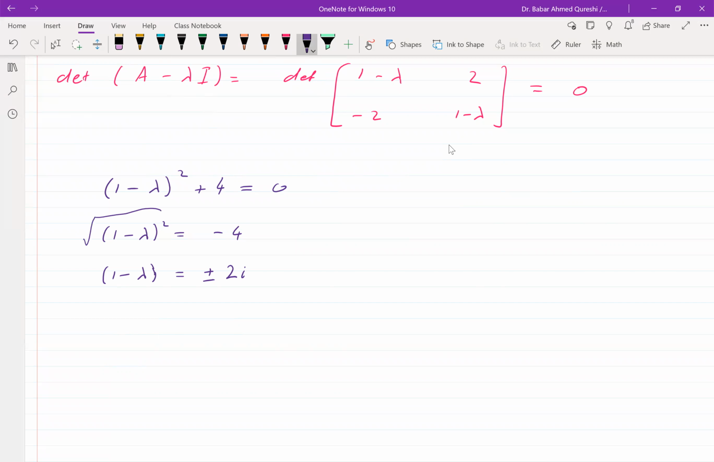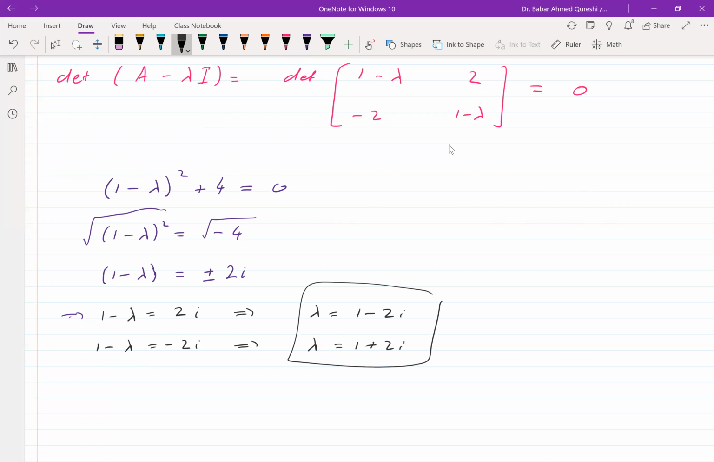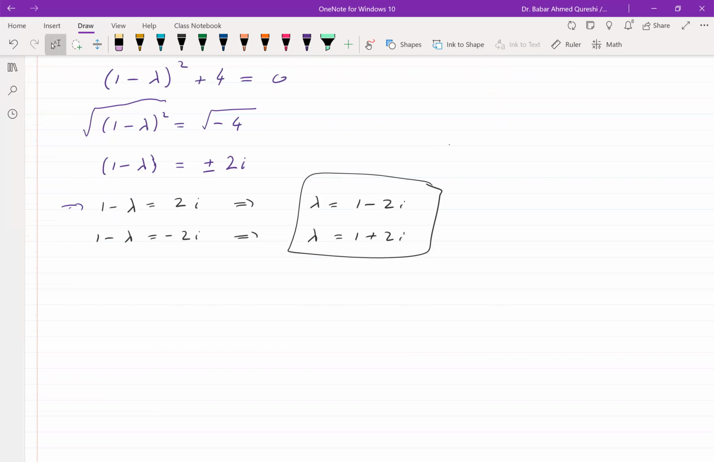Square root of 4 is 2, square root of minus 1 is iota, with a plus and minus. So that means the 2 roots are 1 minus lambda is equal to 2 iota, which gives you lambda is equal to 1 minus 2 iota, and the other root is 1 minus lambda is equal to minus 2 iota, which gives you lambda is equal to 1 plus 2 iota. So these are the 2 eigenvalues.